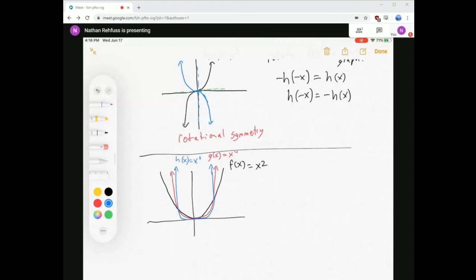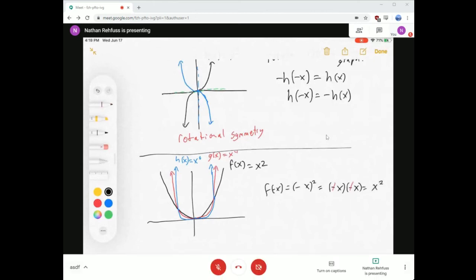Well, these all have something in common, and that's that if I do the symmetry test, f of negative x equals negative x all squared. So it's negative x times negative x. And like I showed you before, all the minus signs cancel out, and I just get x squared again. So f of negative x is the same as f of x. If I do a horizontal flip, nothing else changes. But look at these other functions. They clearly have the same kind of symmetry.